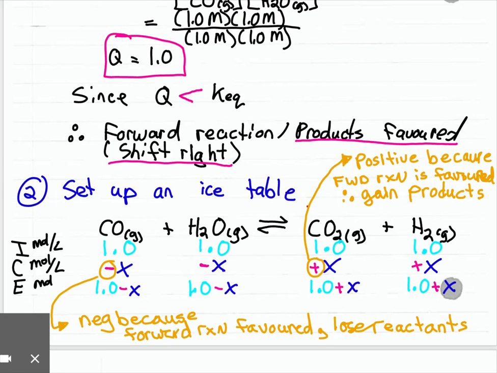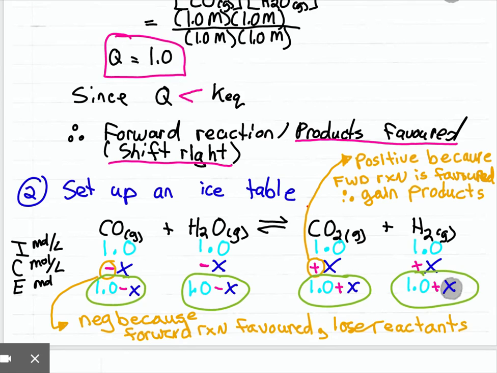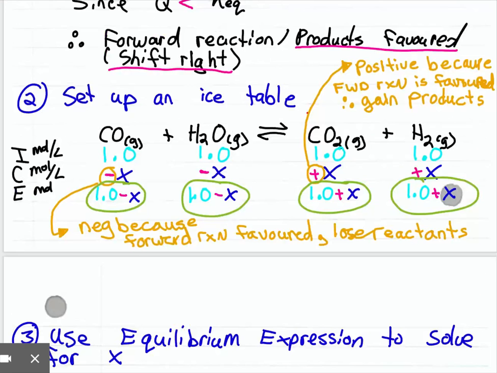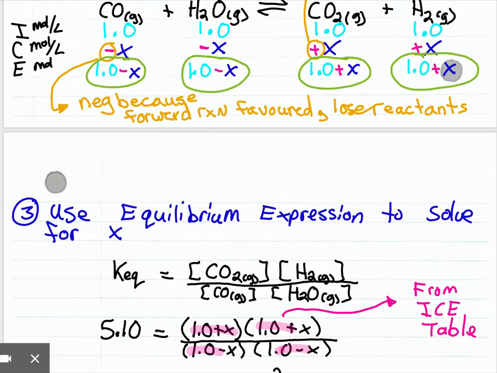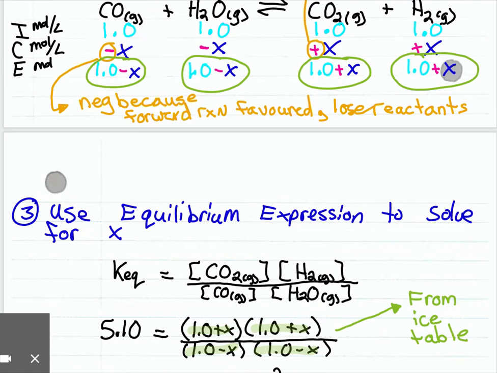So now what we're going to do is something you are already familiar with. We're going to take these values that we've determined in an ICE table, and we're going to plug them into an equilibrium expression, using our K equilibrium value that we already know, to calculate our X. So we take our numbers from our ICE table, sub them into the equilibrium expression with the K equilibrium value that we have, and then we rearrange to solve for X.